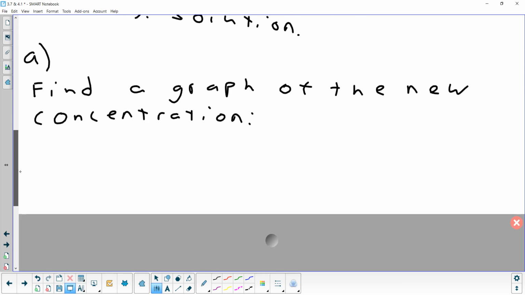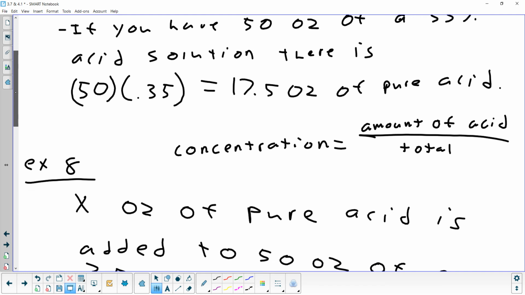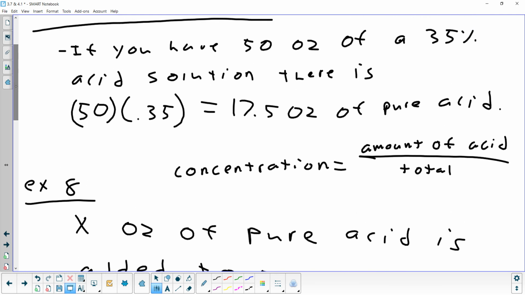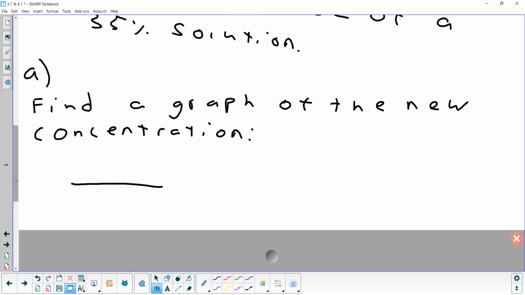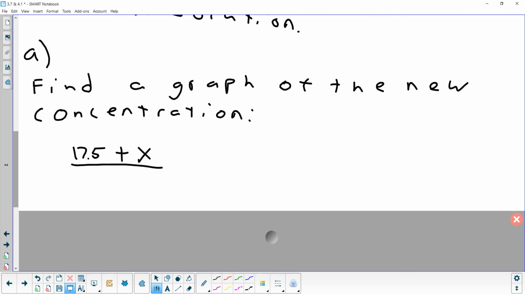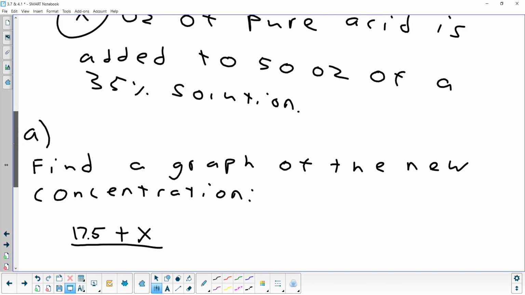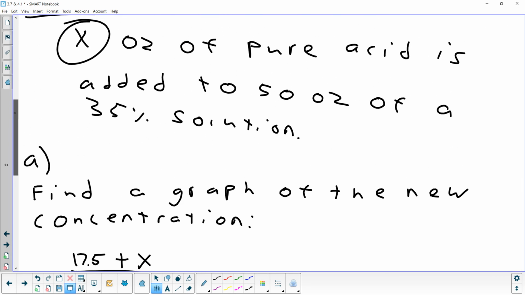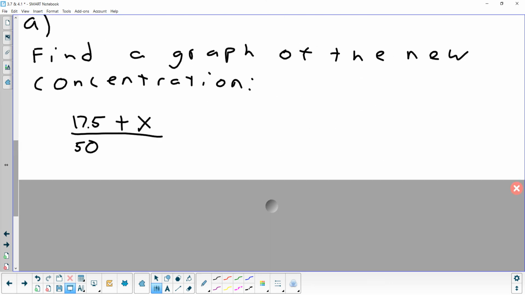So, the amount of acid that we have. Well, we know that we're already starting with 17.5 ounces of pure acid, because we had a 50-ounce solution, and there's 35% acid out of the 50 ounces in it. So we're starting with 17.5 ounces of acid, and it says that we are going to add x ounces. So that will be the amount of acid we have. In the numerator, we had 17.5 ounces of acid to start with, and we just added x ounces of pure acid. Now, the denominator is going to represent the total amount of solution. Well, we know we're starting with 50 ounces, because that's what the problem said, and we're pouring in x ounces of liquid into that. So this is going to represent our new concentration.